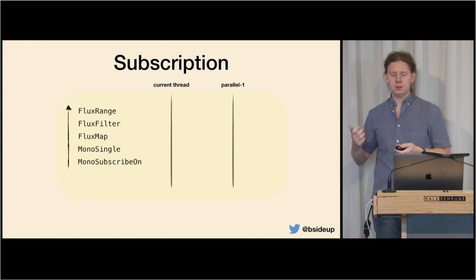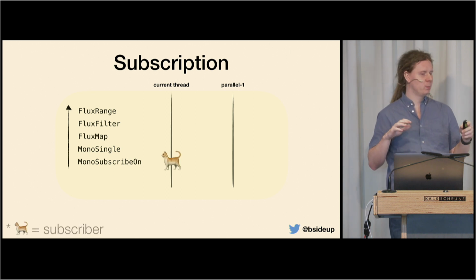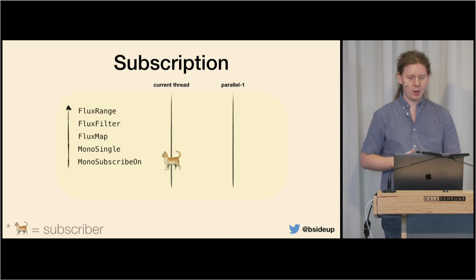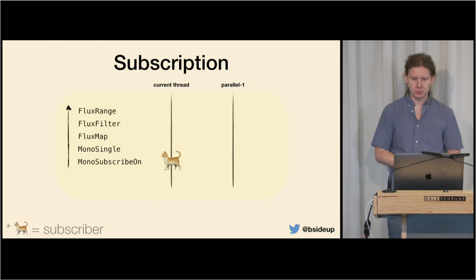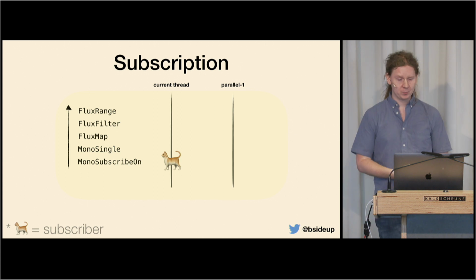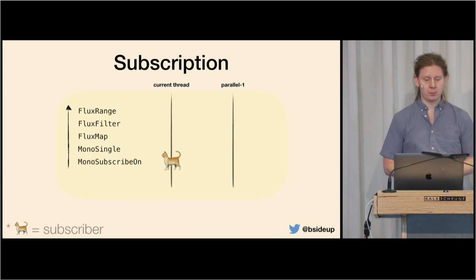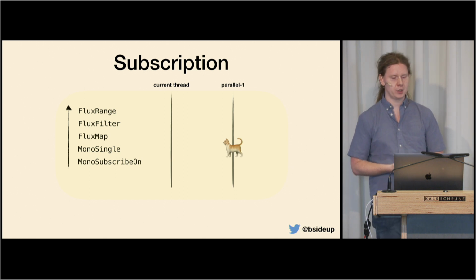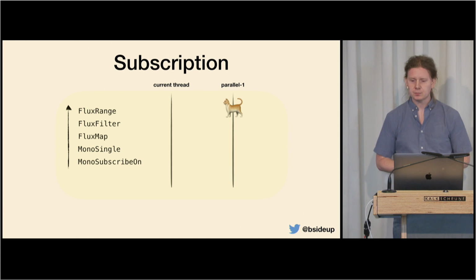And to visualize it, it will look more or less like this. By the way, I didn't find a good emoji for subscription, so I will be using this kitty as subscription. So kitty is our subscription object, okay? Okay, so we return the subscription to mono-subscribe on. Then we do other stages, and we reach our range operator.